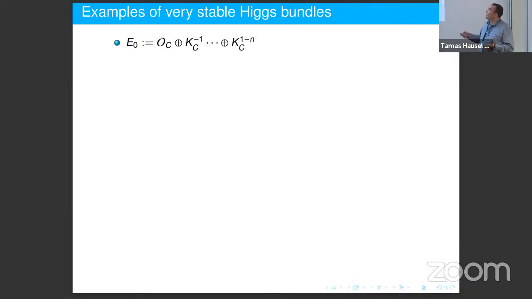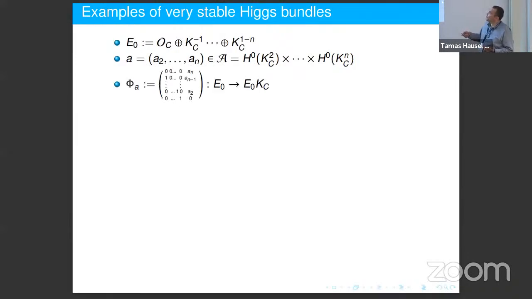So we will look at, first, the first example will be a vector bundle together with the Higgs field. So the vector bundle is a direct sum of line bundles, these various powers of the canonical bundle. And if we take a characteristic polynomial, an element in the Hitchin base, to this we can construct a companion matrix, which is just a full nilpotent Jordan block, and together with the characteristic polynomial in the last column. So it's really just the companion matrix of this polynomial.